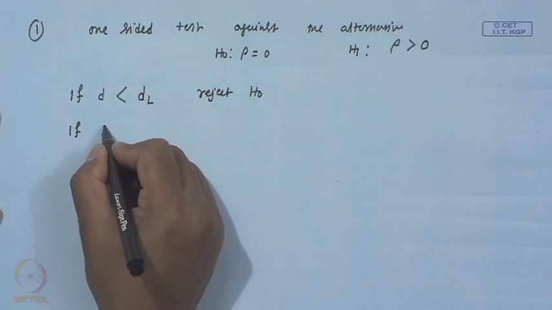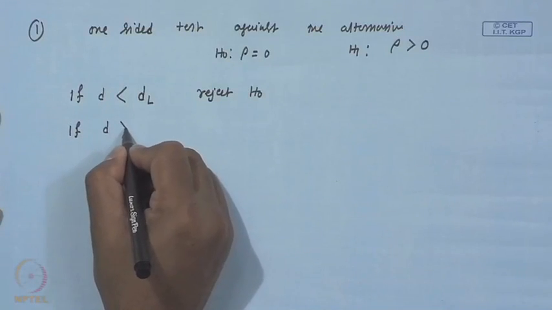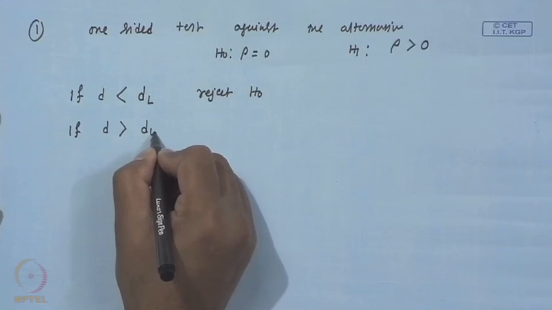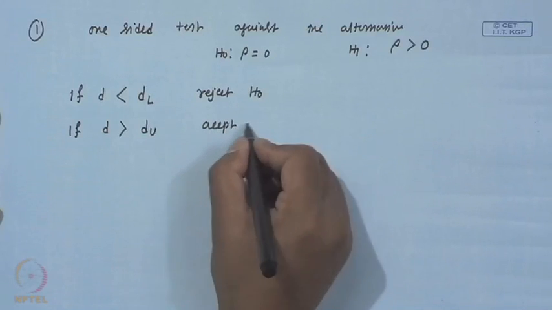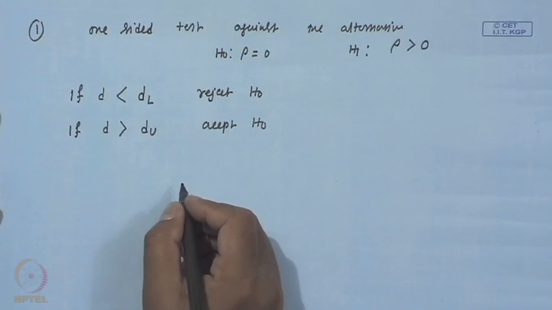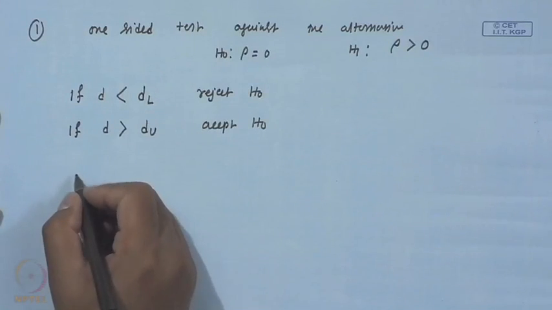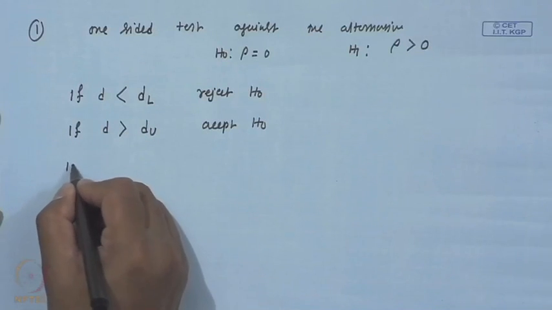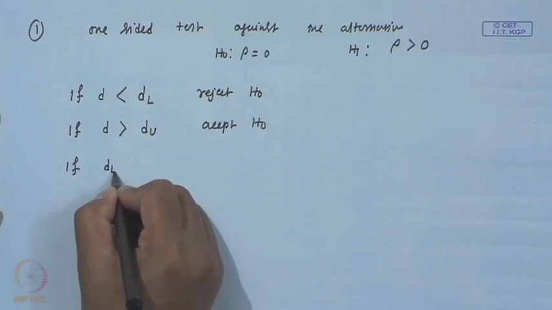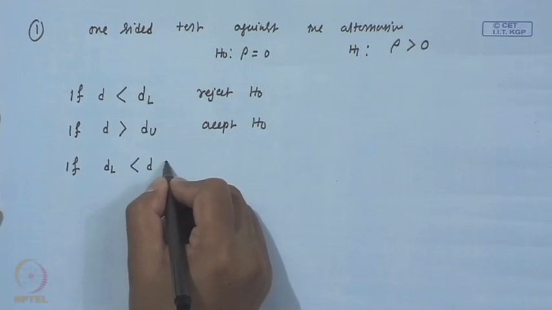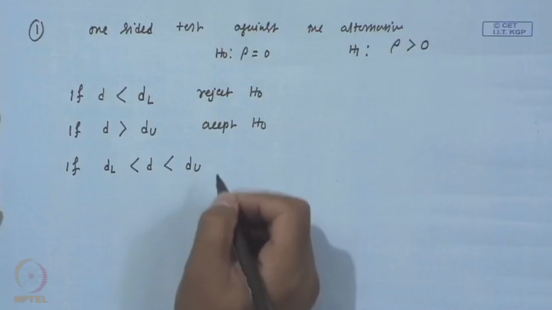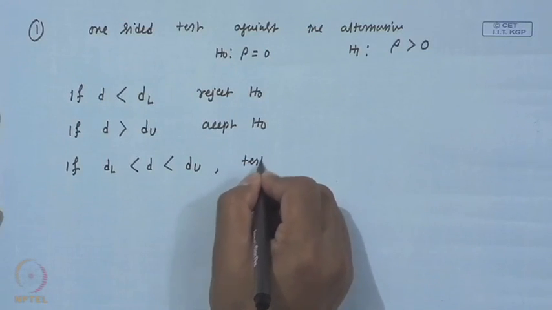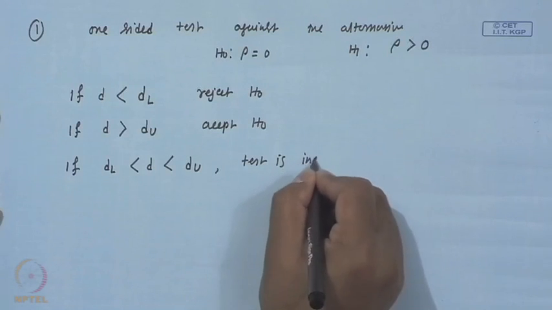If d is greater than d U, we accept H naught. I will explain why this is the critical region. And if d L is less than d and d is less than d U, the test is inconclusive.